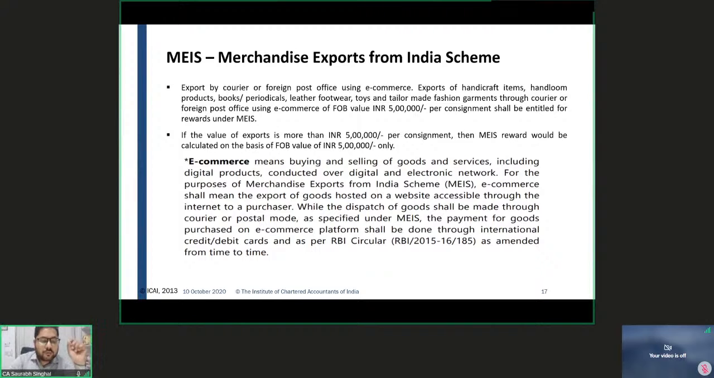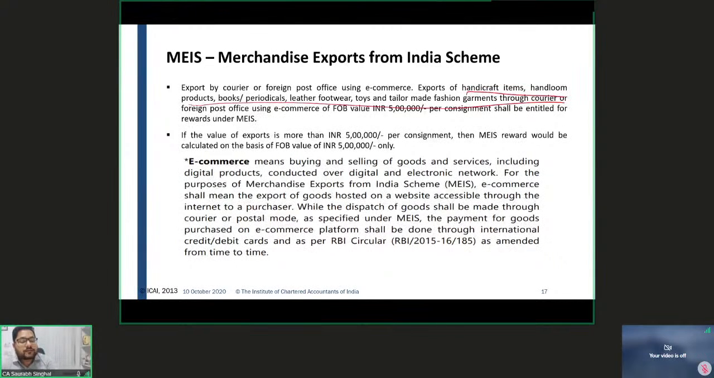If you export by courier or post office using e-commerce, you will be eligible, but only for export of handicraft items, handloom products, books and periodicals, leather footwear, toys and tailor-made fashion garments to courier or foreign post office using e-commerce, of FOB value INR 5 lakh per consignment shall be rewarded. So, if you are exporting by foreign post office or post, and you are selling these goods on e-commerce, then your upper limit per consignment is 5 lakh. That too only on the goods that are specified here.